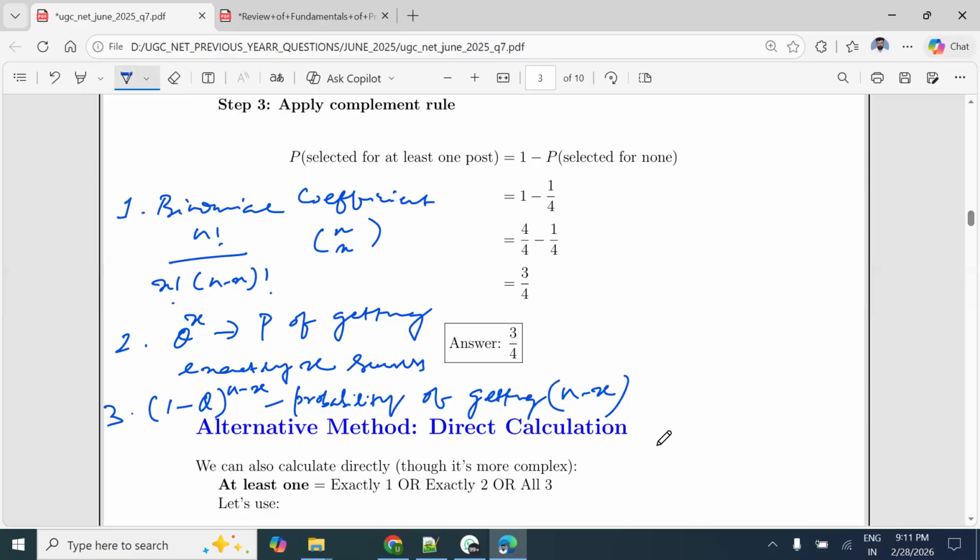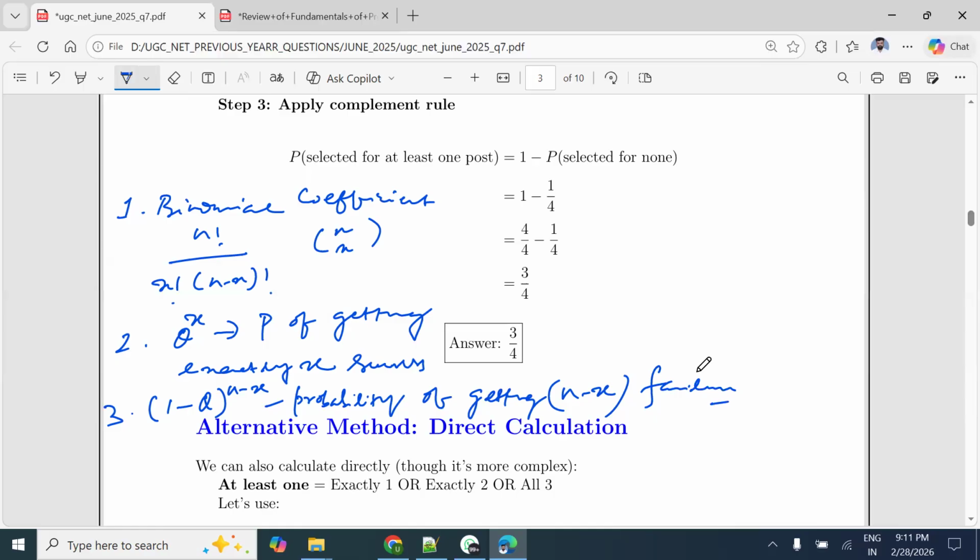With success we have already calculated. So out of n trials, x you have already calculated. We have a formula also: success plus failure is equal to 1. That's it.